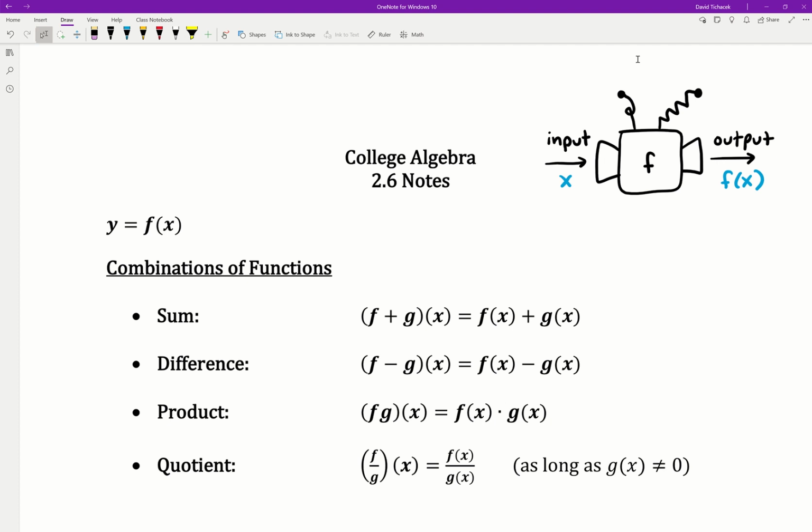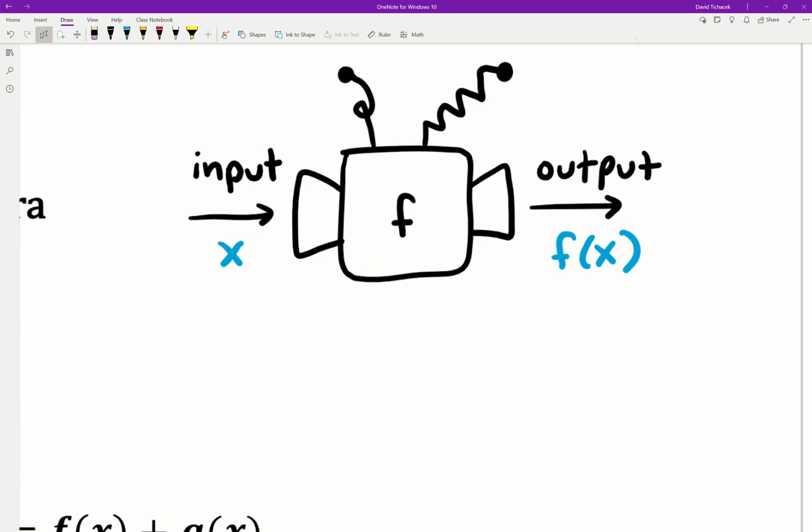Alright friends, welcome back. In this video I'd like to go ahead and move on here in Chapter 2 by taking a look at Section 2.6 of your textbook, and this is going to talk all about how we combine functions together.